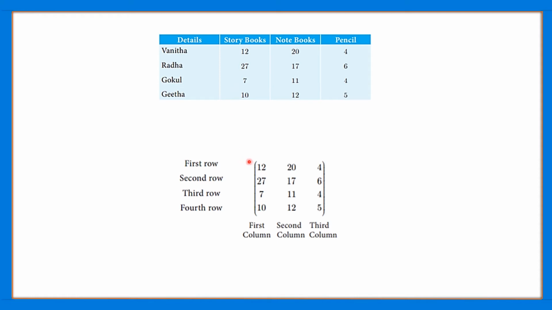From this rectangular array, that is the matrix, we can see that Vanita has 12 storybooks, 20 notebooks, 4 pencils. Radha has 27 storybooks, 17 notebooks, 6 pencils. Gokul has 7 storybooks, 11 notebooks and 4 pencils. And Geeta has 10 storybooks, 12 notebooks and 5 pencils.